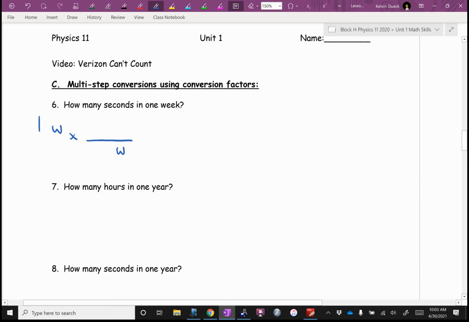What can you break weeks into? What have you all memorized? What can you break weeks down to? You all, I think, know that 7 days is 1 week. And because those are the same, that's a 1. If I stopped here, I'd be done. What do we want to end up with? Does anybody know how many seconds are in a day?